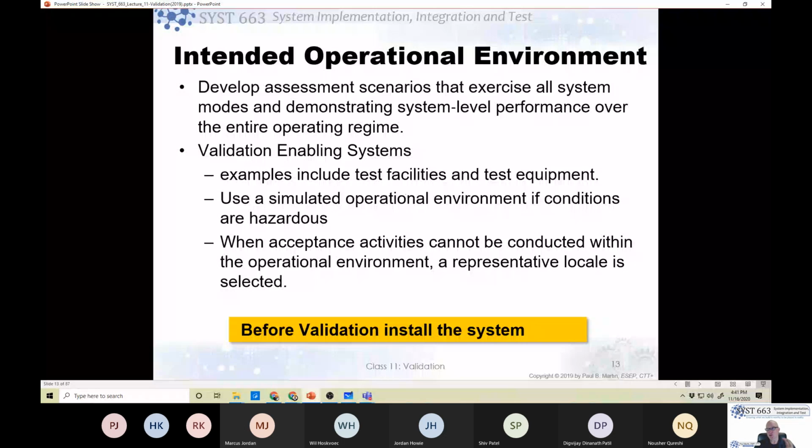And don't forget, this should be installed in an operational environment so that you're able to make it work. Now, there are enabling systems that may be required to make this work. Sometimes you're in an operational environment, but what you're looking for is not available to you, so you may have to simulate it. So simulation of the operational environment could be something that you need to develop to make it work. But even if you cannot conduct in the operational environment, find a place that's close to that so you can be sure it works.